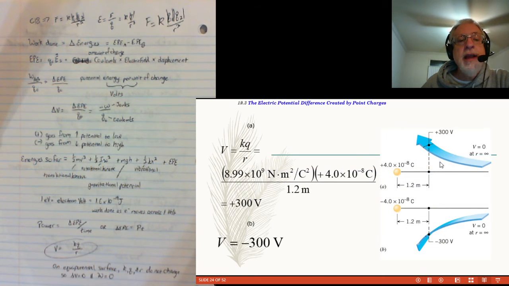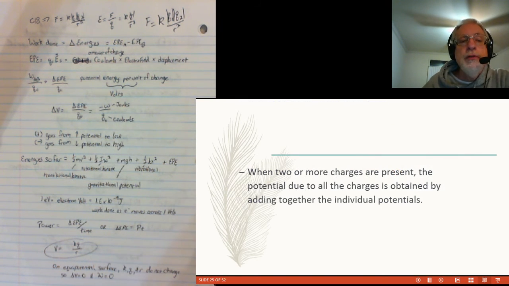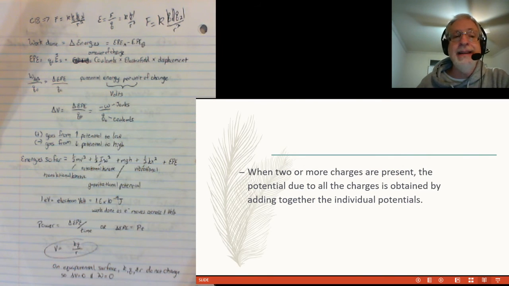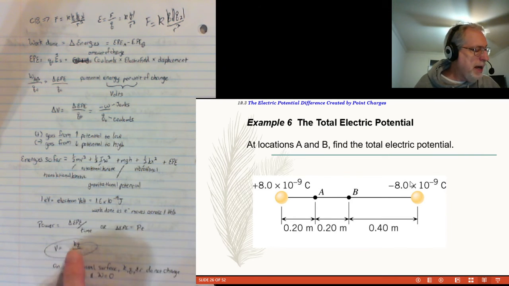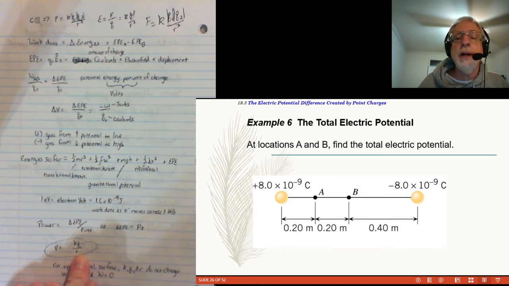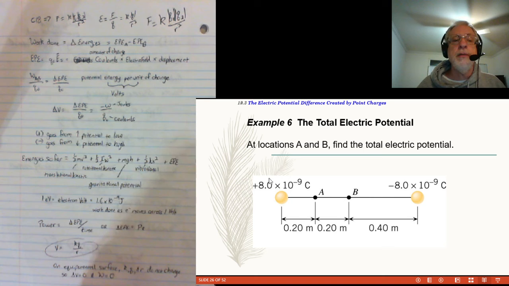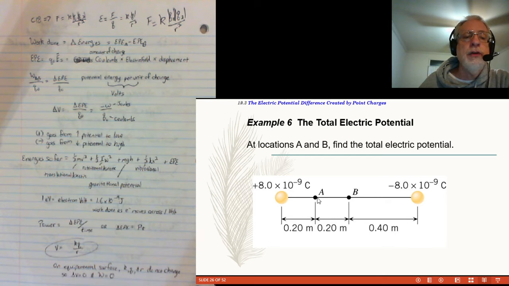Now in this case, there's only one charge. But what if I have two charges? Well, like all things, I just add them together. So let's look at an example where I have two charges. At locations A and B, find the total electric potential. So I have two charges in this system, a positive 8 and a negative 8. Now since the equation is KQ over R and the Q's are equal but opposite signs, I can tell you without even doing it that in the middle I'm going to have zero potential because I'm going to have a positive minus the exact same number. But let's figure it out at A, just to show you how that would work.